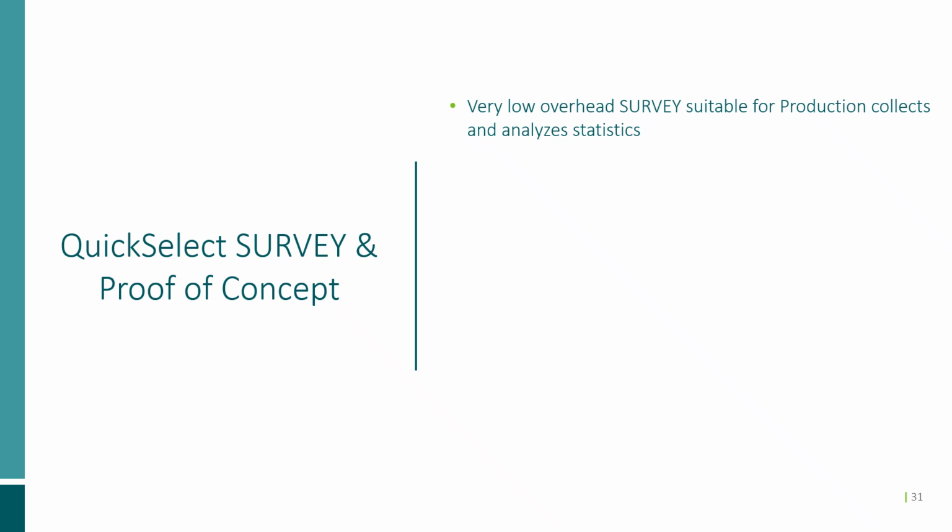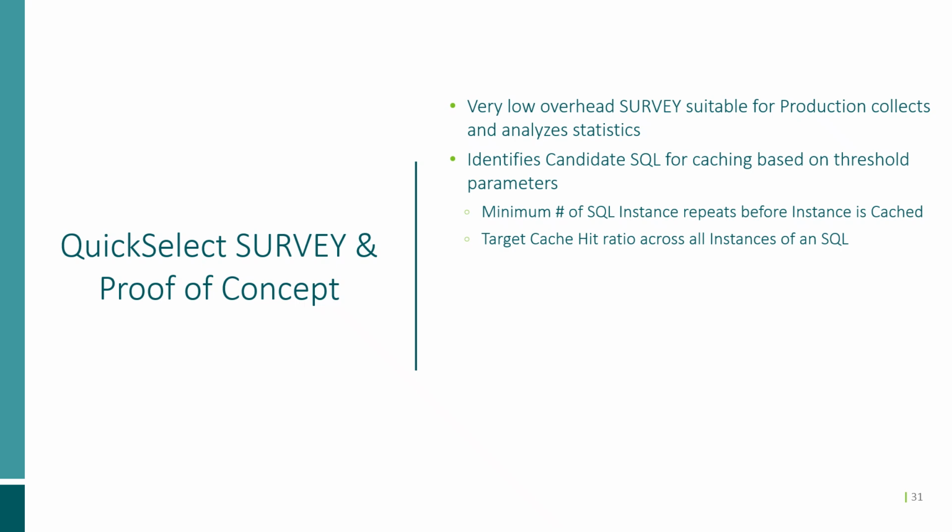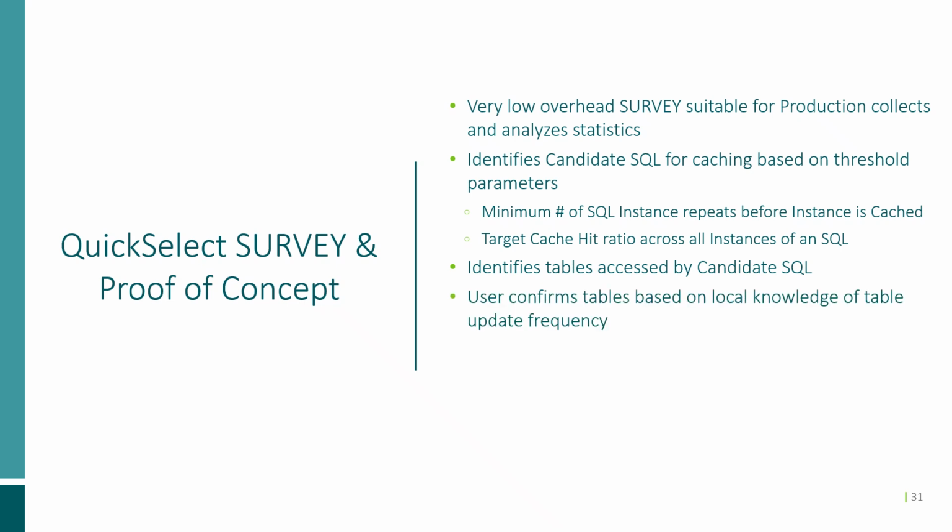Proof of concept is based on running and analyzing survey reports. And as we discussed earlier, a survey is simply QuickSelect's refined process for capturing workload characteristics that are relevant to the types and quantities of SQL that are suitable for QuickSelect caching. Very low overhead. We identify candidate SQL based on threshold parameters, and from those candidate SQL, we're able to see the underlying tables that the result sets are derived from.